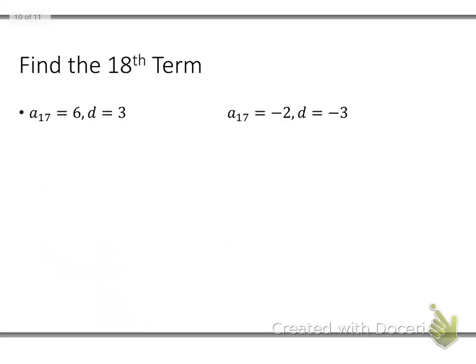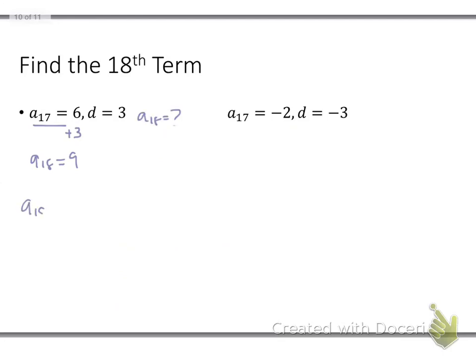Okay, find the 18th term. So I'm going from 17 to 18, and my distance is 3. So technically, if I'm just going from one term to the next, all I have to really do to get my 18th is add 3. If you want to do it the long way, I'm trying to find a sub 18.